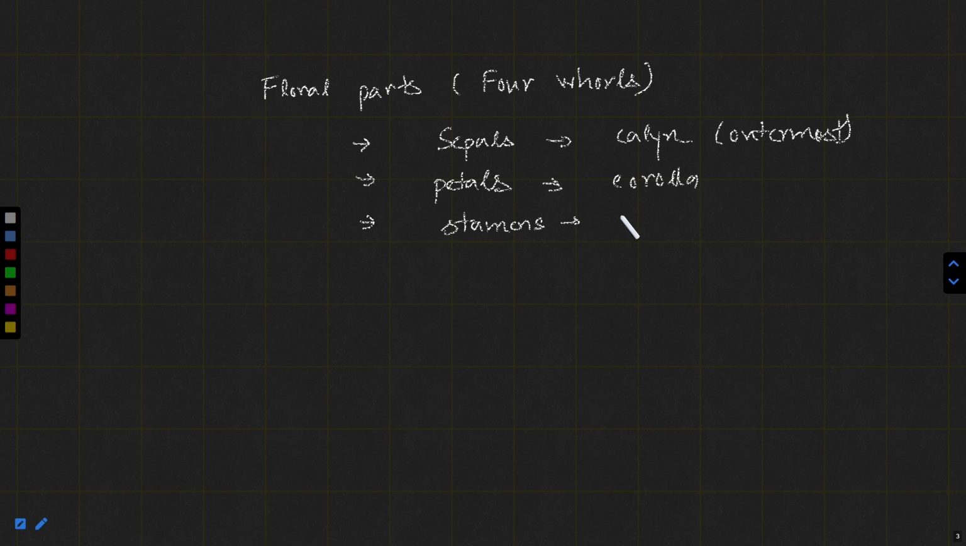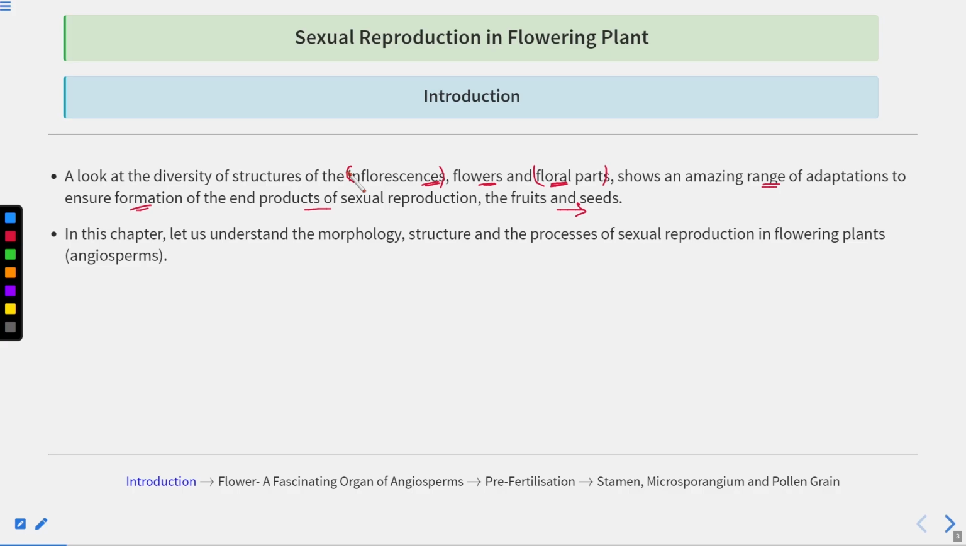Then stamen, androecium. The androecium represents the male reproductive structure, and stamen represents the androecium. Then the last one is the gynoecium. Gynoecium is the pistil. Clear? So there are four whorls: sepals, petals, stamens, and the pistil. So there is a lot of variation in the floral parts also. Now this diversity in the structure of the flower is because of adaptations, to ensure formation of the end product of sexual reproduction.